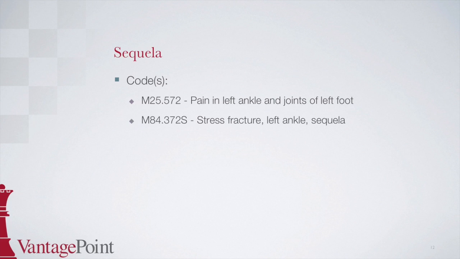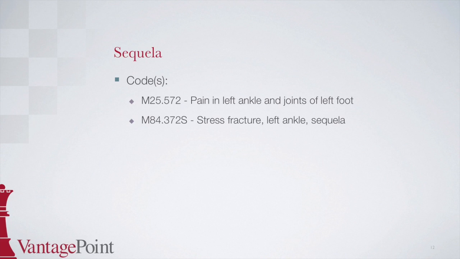The first code is M25.572, pain in left ankle and joints of left foot. To locate this code, start at pain in the alphabetic index and then locate joint. Then look for ankle, which points to M25.57 with a checkbox next to it indicating more digits are required. When we go to the tabular, subcategory M25.57 is for pain in ankle and joints of foot, with codes for right, left, and unspecified. Therefore, the full code is M25.572.